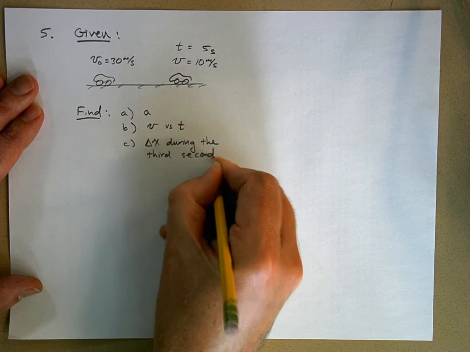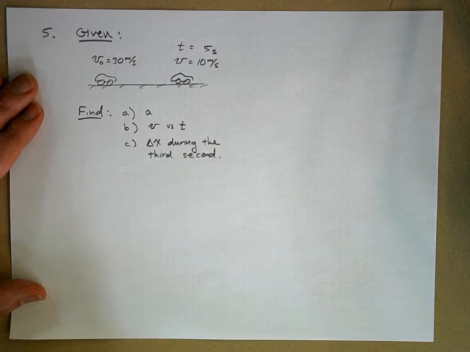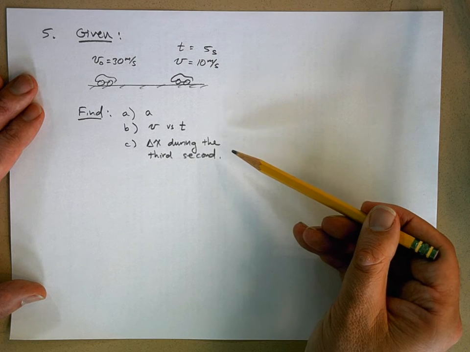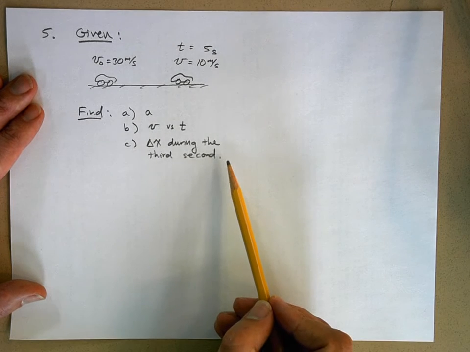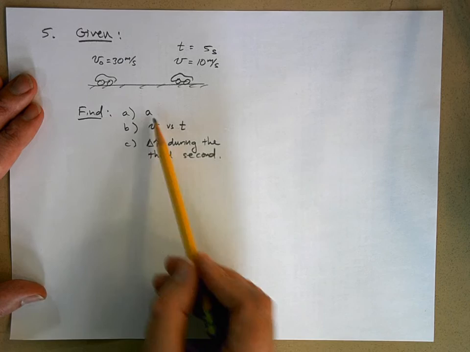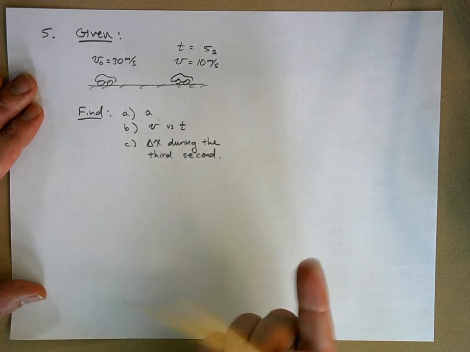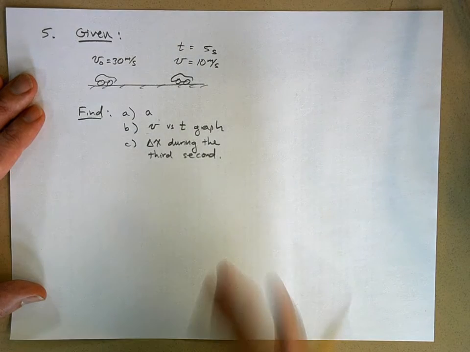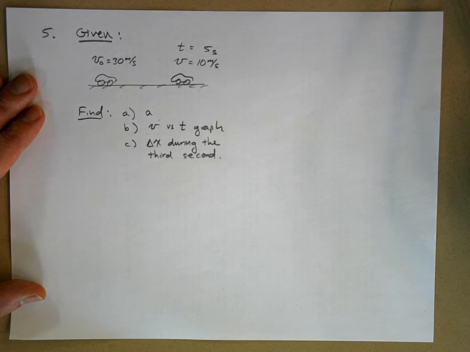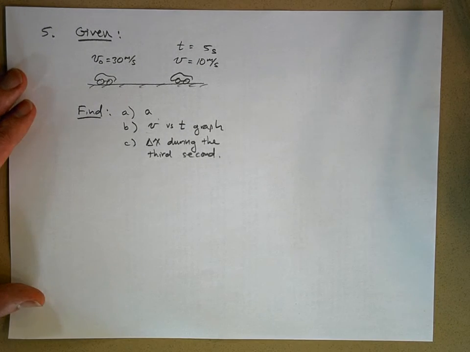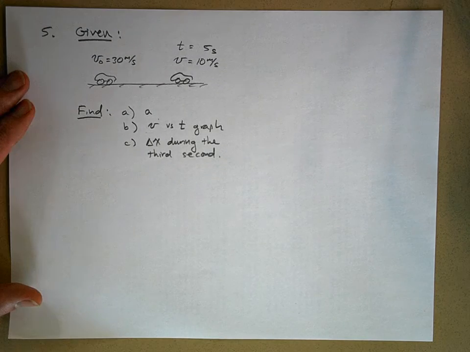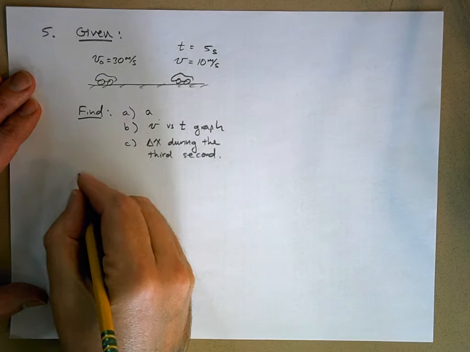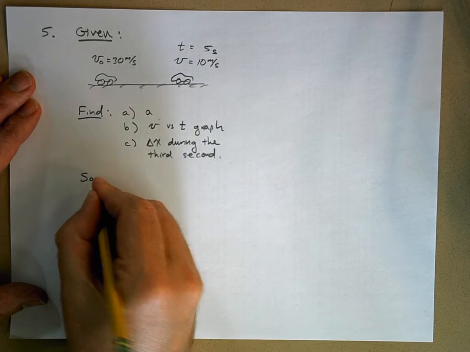Now, when I use given, find, and solve, if I have something that's kind of weird, like this, I write it out in words. Sometimes it's very straightforward. The acceleration, velocity versus time graph. I guess I'll put graph here. Okay, solve.